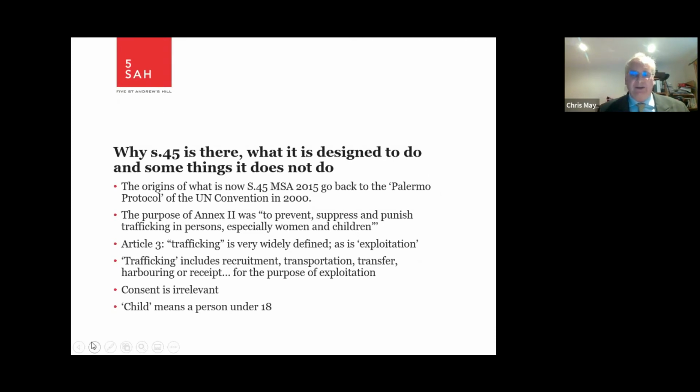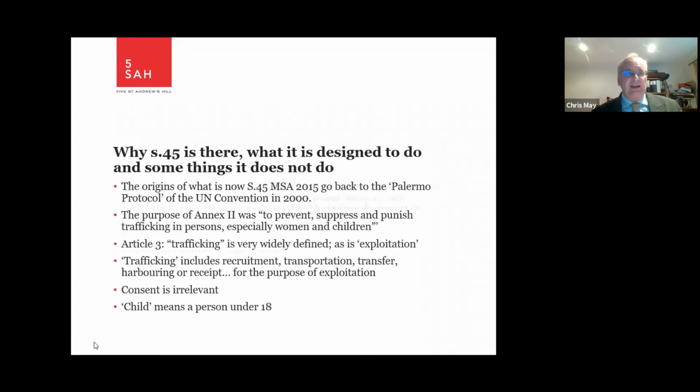The purpose of Annex 2 was expressed to be to prevent, suppress and punish trafficking in persons, especially women and children. It's interesting that that concept is now very much wider. In Article 3, trafficking was very widely defined, as indeed was exploitation. Trafficking was expressed to include recruitment, transportation, transfer, harbouring or receipt of persons for the purpose of exploitation. You'll notice that that wording has found its way into the language of the Modern Slavery Act. Similarly, the consent of the person trafficked or exploited was irrelevant, and a child was defined as a person under 18. That's what the Modern Slavery Act also says now: a child is a person under the age of 18, and consent is irrelevant.